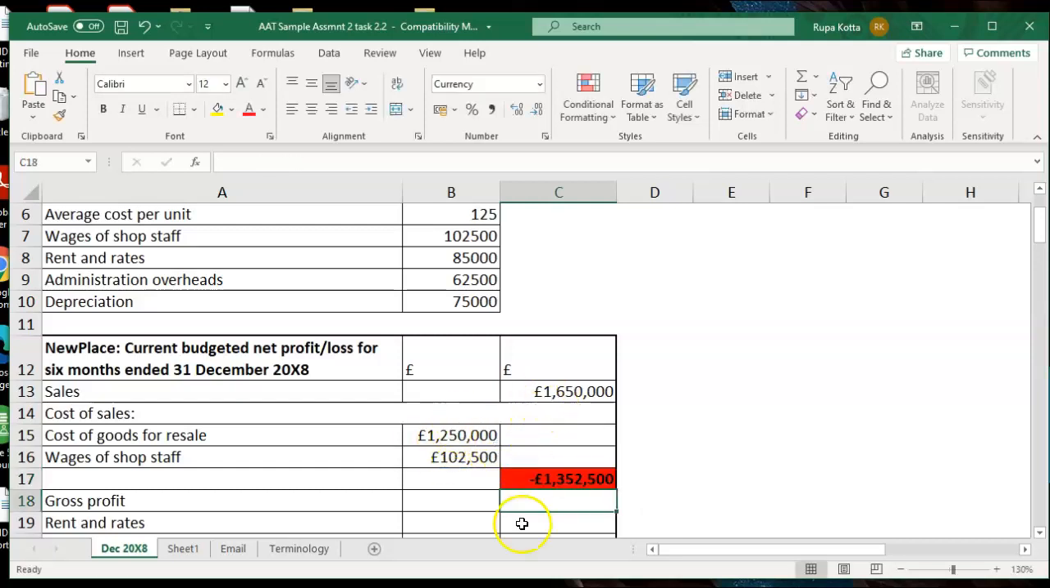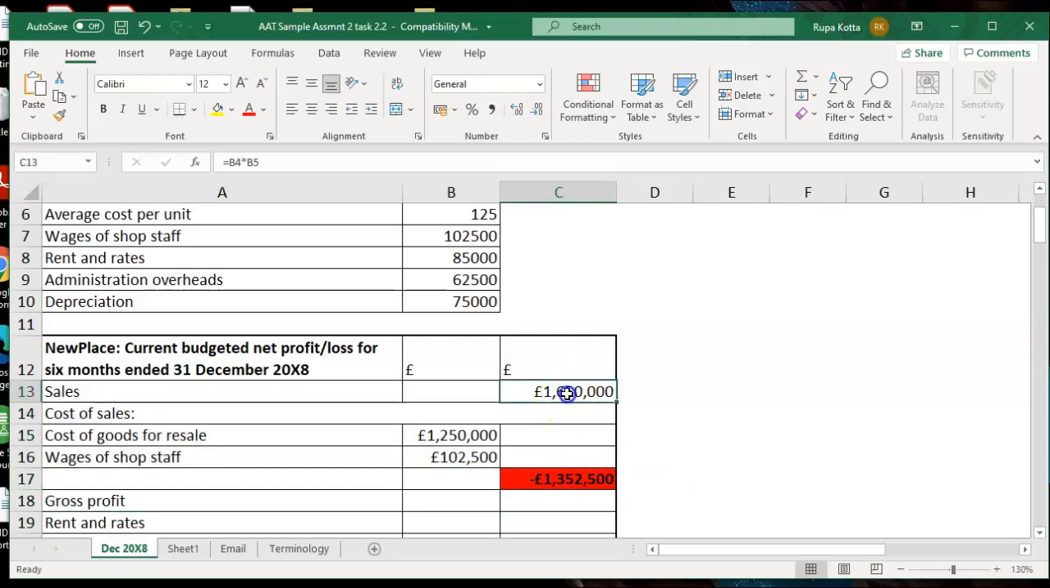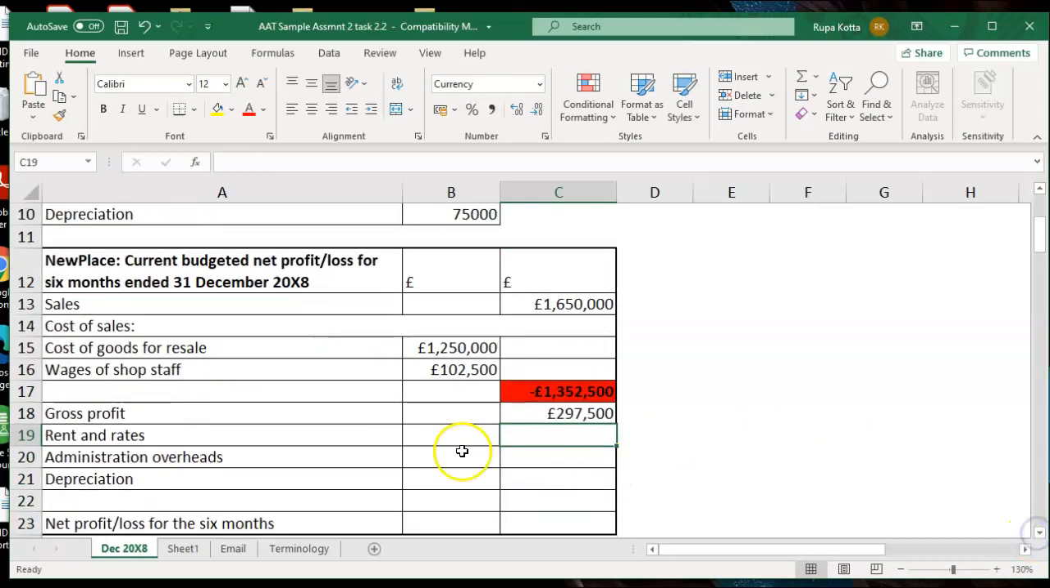Then gross profit is sales revenue minus the cost of sales. But because here it is already a minus figure, you put plus, or else just do a normal sum. Selecting everything. Okay, this is C17. So your gross profit is 297,500. Let's put the remaining information.